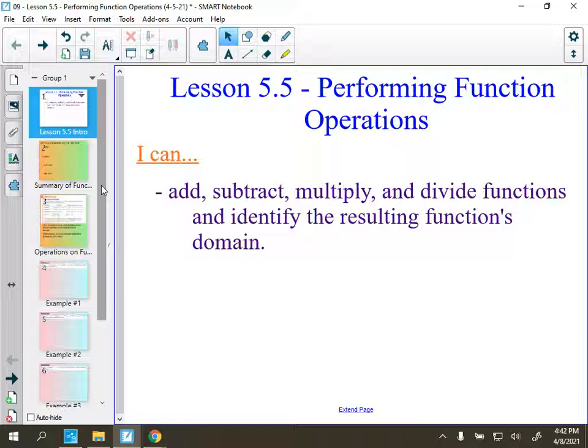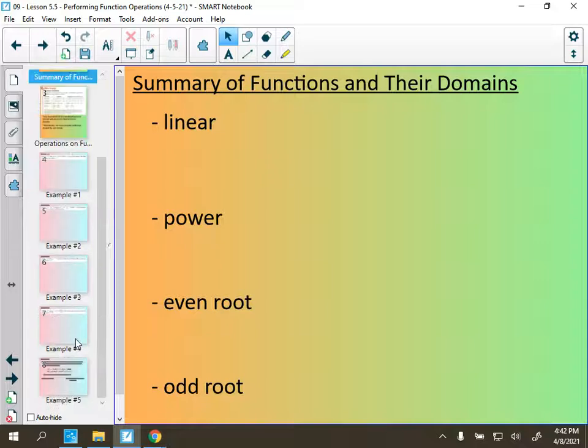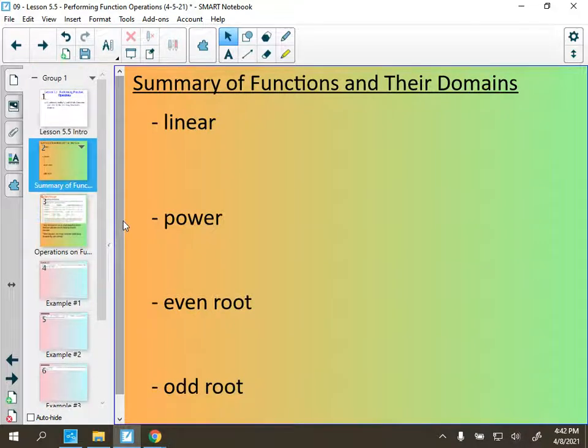So there's kind of a summary piece here that we'll start with, and then here's really the main notes, and then we'll look at some examples. So hopefully we can keep it manageable. Let's get it going.